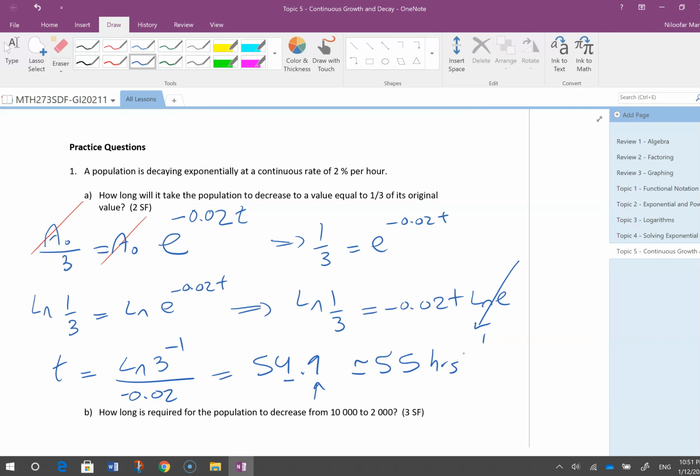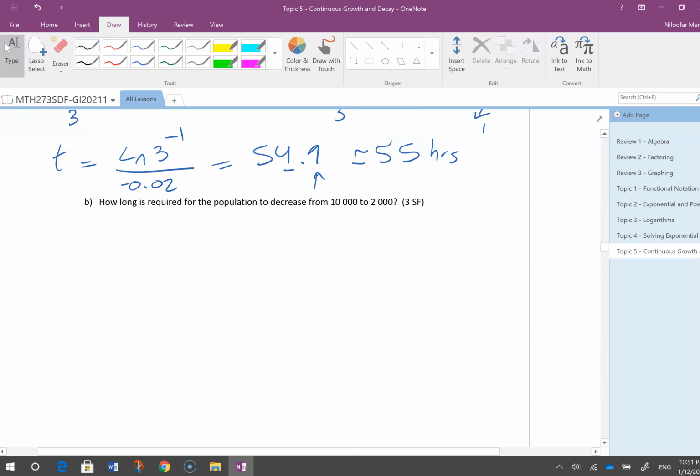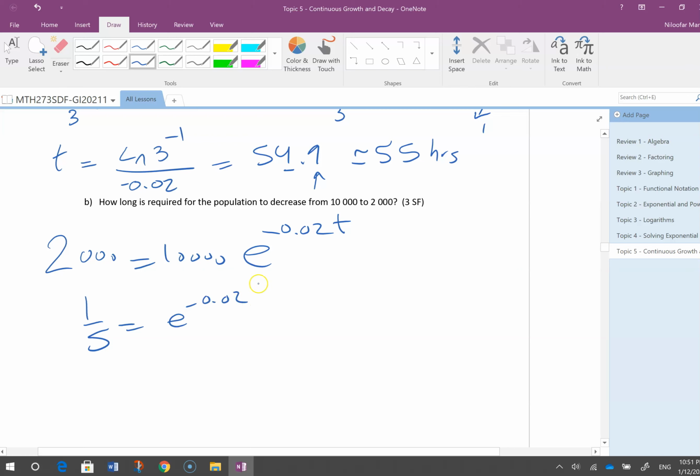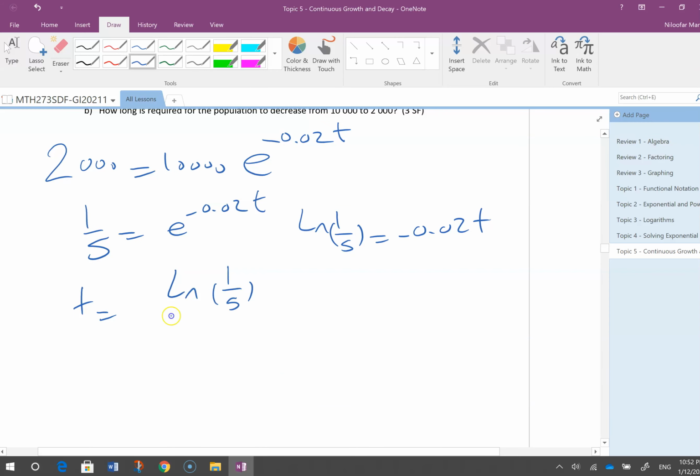How long is required for the population to decrease from 10,000 to 2,000? It means 10,000 is the start. So 2,000 equals 10,000 e power minus that. So it is 1 over 5 equals e power this, which is ln 1 over 5 equals this, and t is ln 5 over this. I don't need to make it harder for you because you can just use a calculator. So this one.